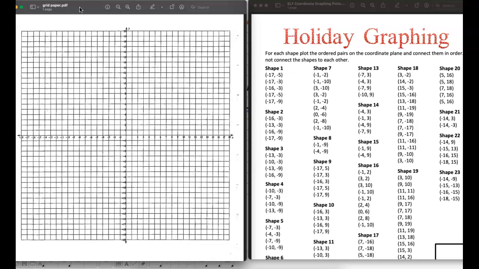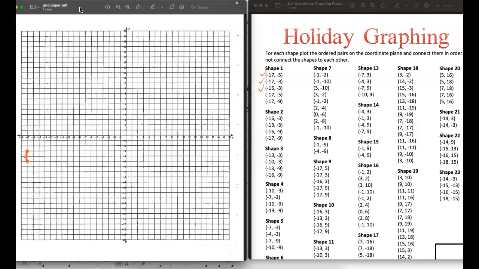So here's what you're going to do. You're going to start at -17, -5. From the origin, you're going to go left 17, down 5, and put a dot there. Everybody do that with me. Okay, then the next point is -17, -3. You're going to go left 17, down 3. Connect the dots.